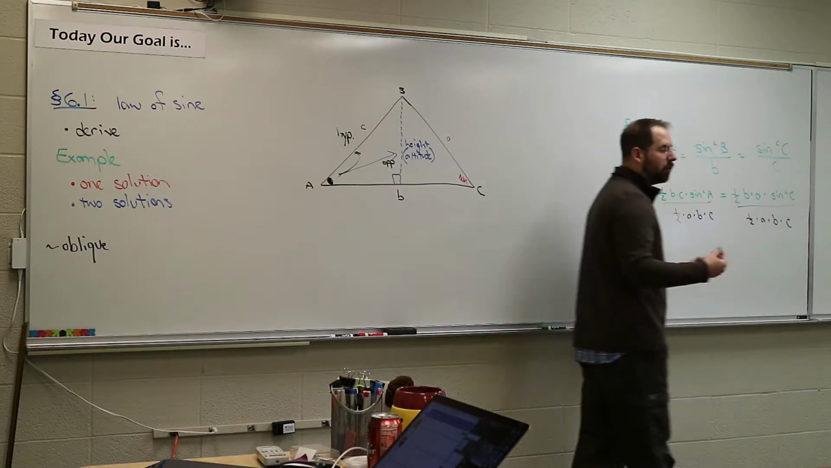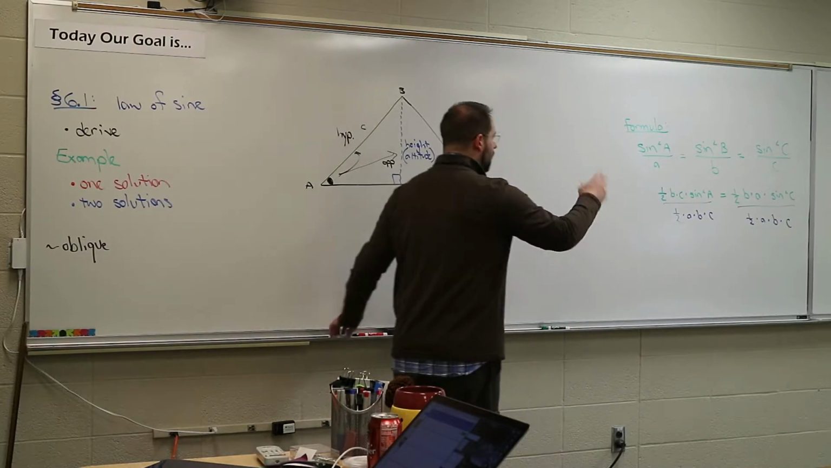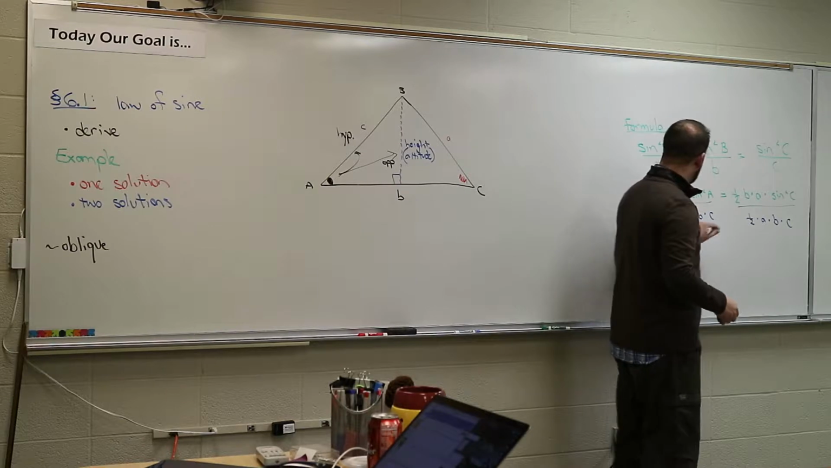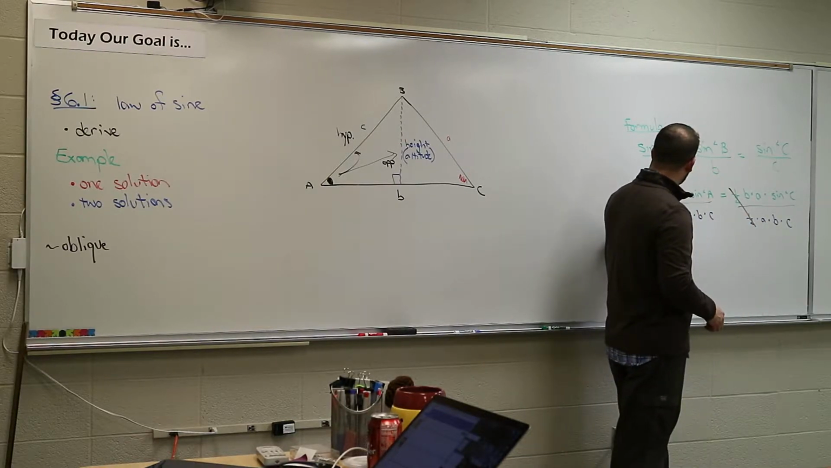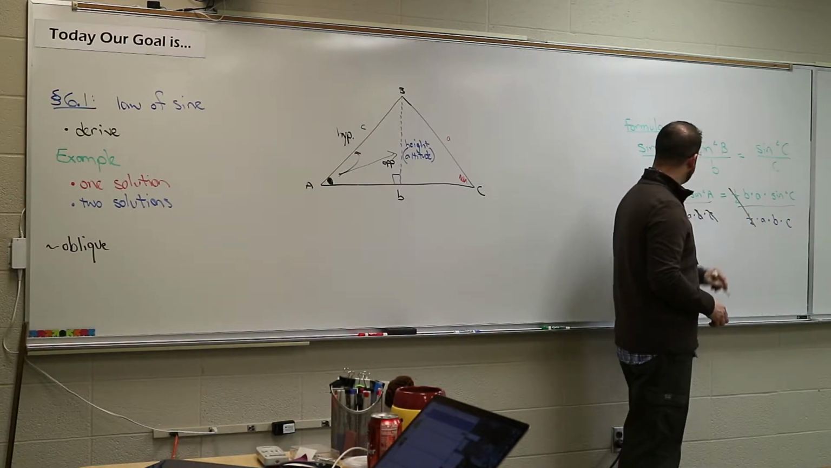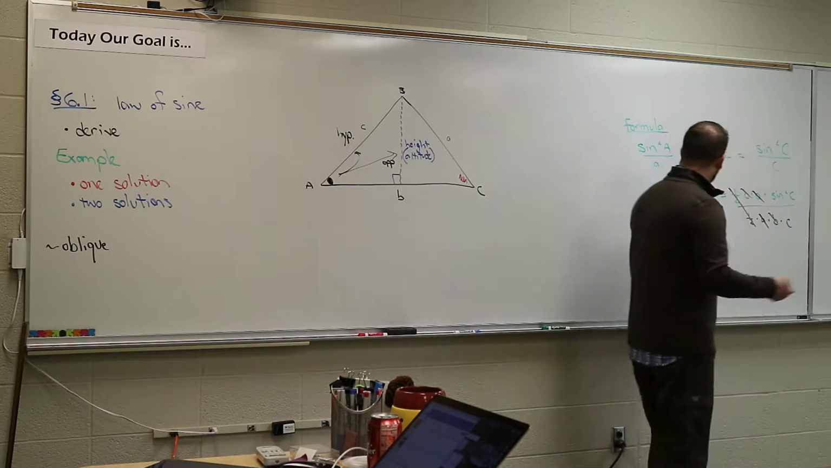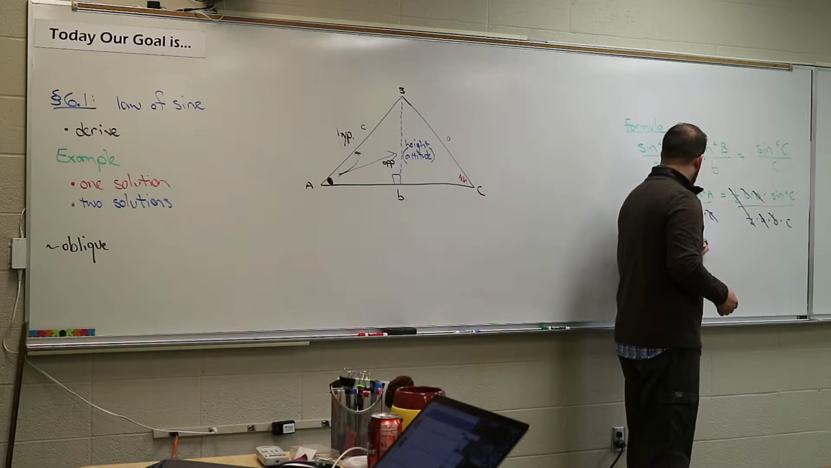And so what happens when you actually divide by this, certain letters cancel out. For instance, the halves are gone. On this one, the B's are gone and the C's are gone. And over here, the B's and the A's are gone. And what you're left with is the law of sine.